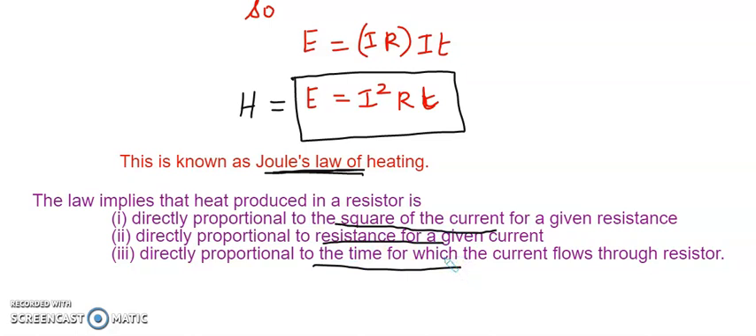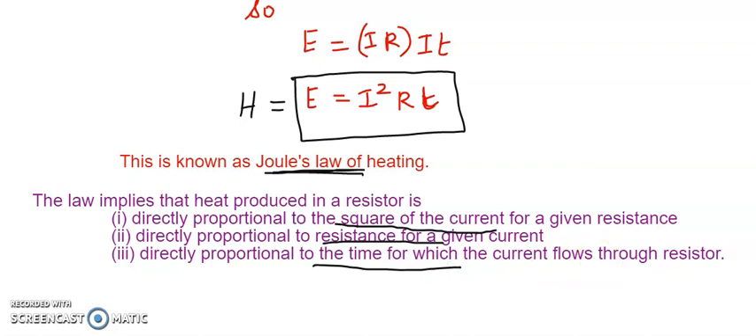So what is power? Power is the amount of work done in a given unit time, or the rate of doing work. And what is energy? The amount of work done. That means the amount of power which is dissipated with respect to time. So energy is equal to power into time, and power is equal to VI.